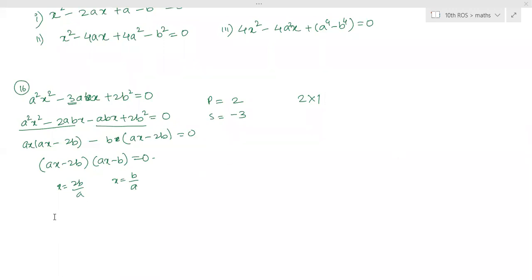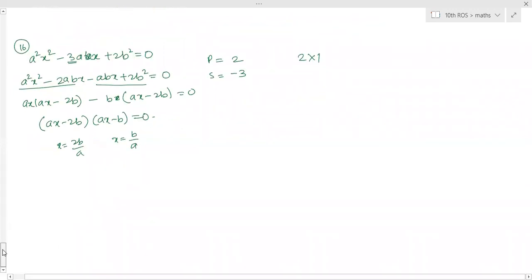Any other doubts anyone has? The 20th one is also the same. The 16th one. Plus 2ax minus ax, middle term.